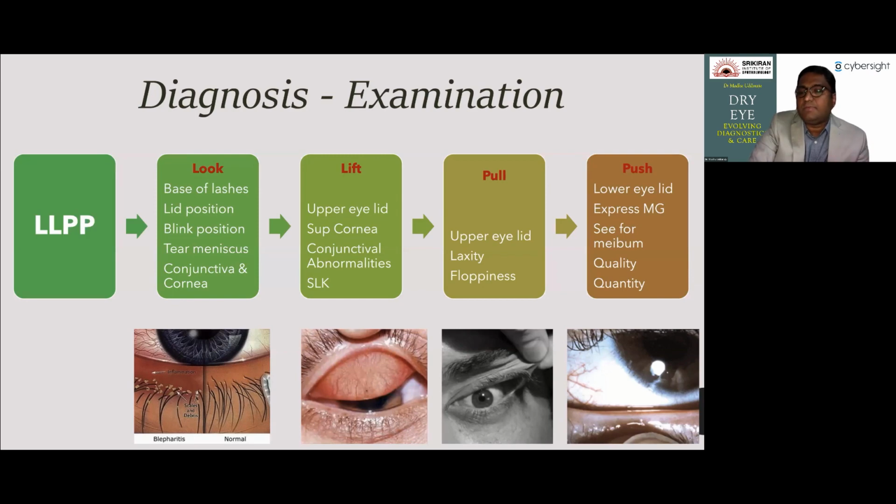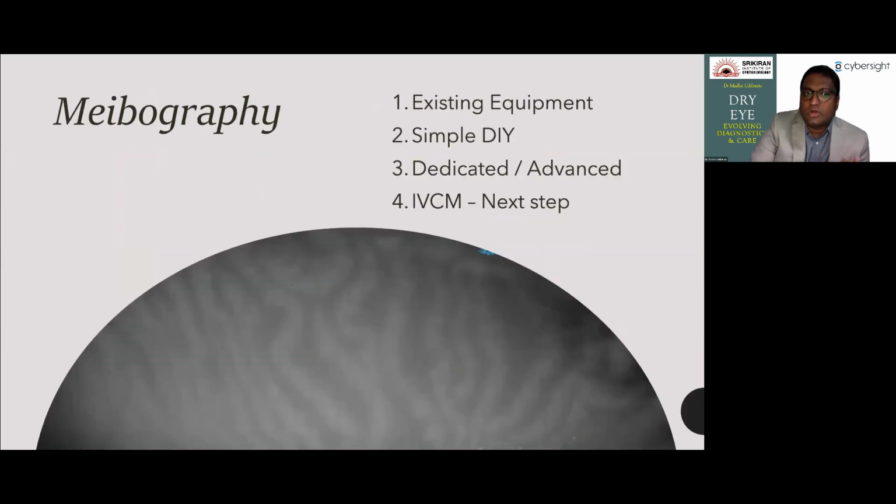So LLPP is a very classical clinical examination that all of us can do without any fancy equipment in our routine OPDs. So LLPP should be performed for all the cases where you are suspecting MGD disease and dry eye. So now let us go into meibography.